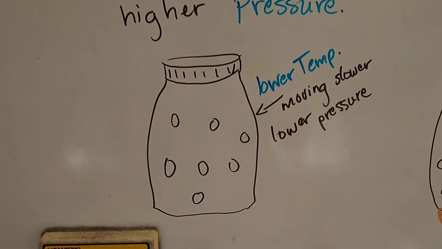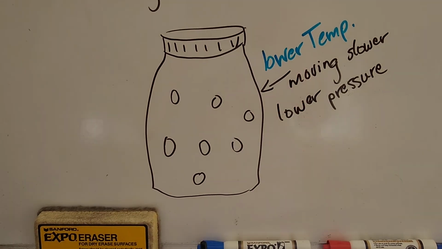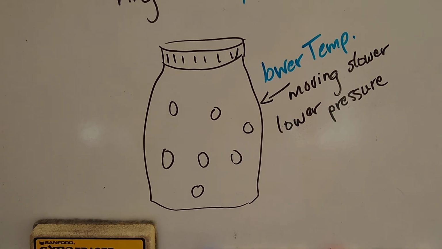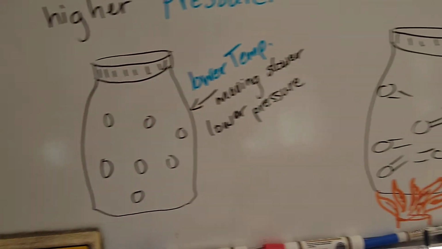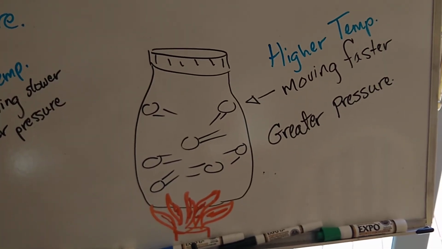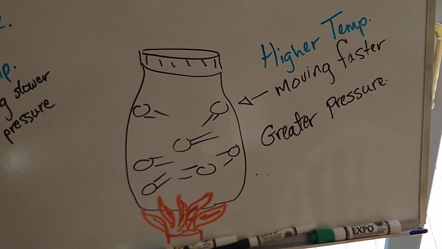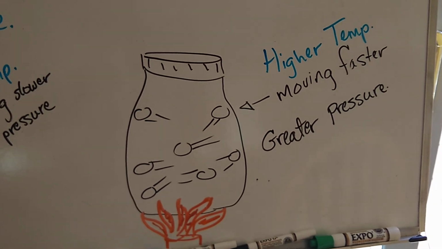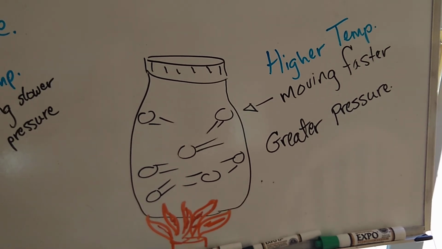So in our two containers, we have a container that's at room temperature, so it's got a relatively lower temperature. The particles are moving slower, and there's lower pressure in the container. However, if we apply a flame to that same container, we have increased the temperature. The particles are now moving much faster, which means that they're going to collide more with the container, and that creates a greater pressure.